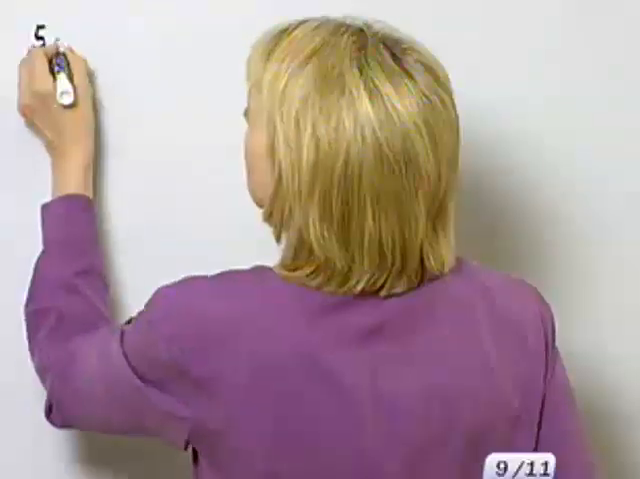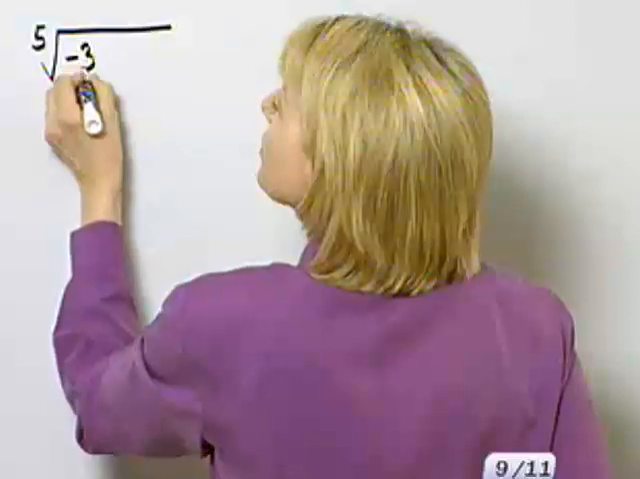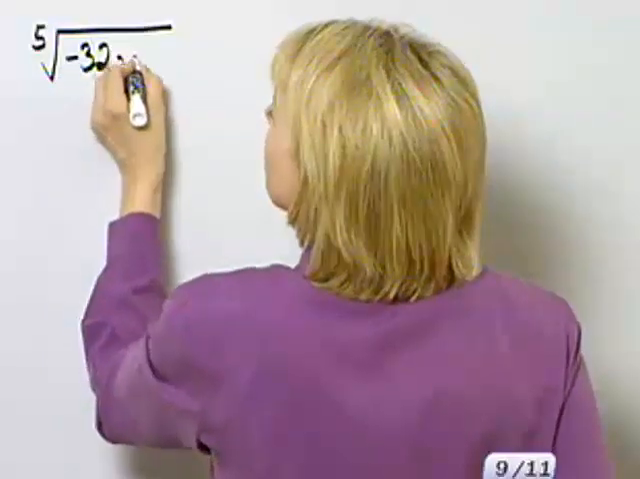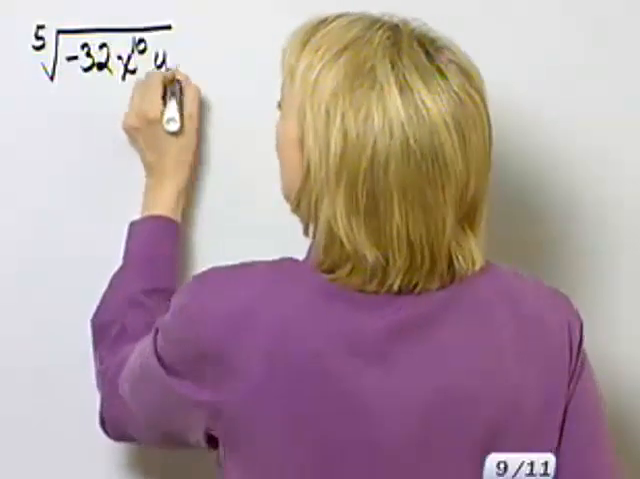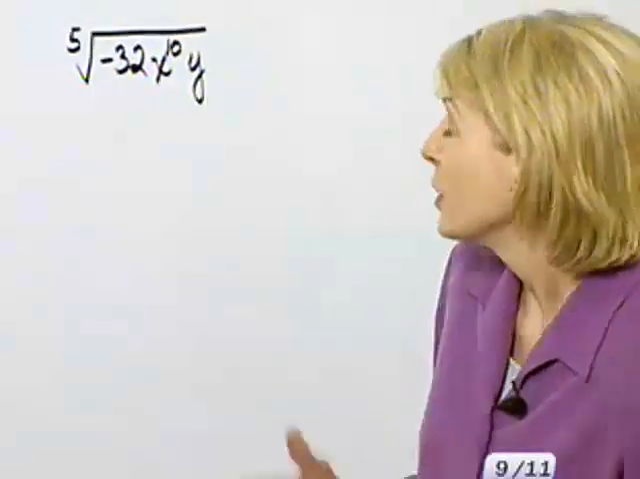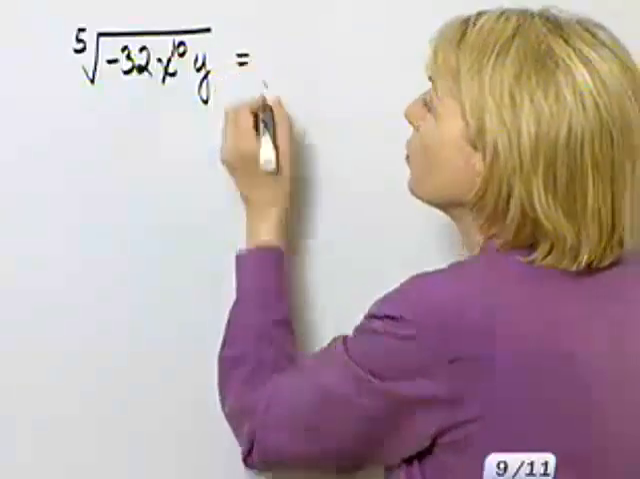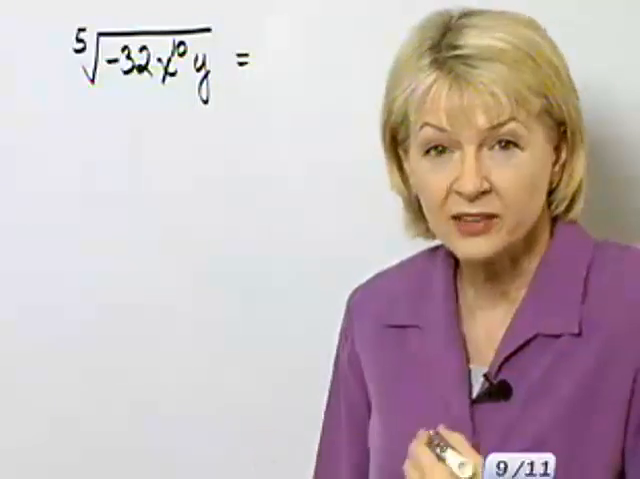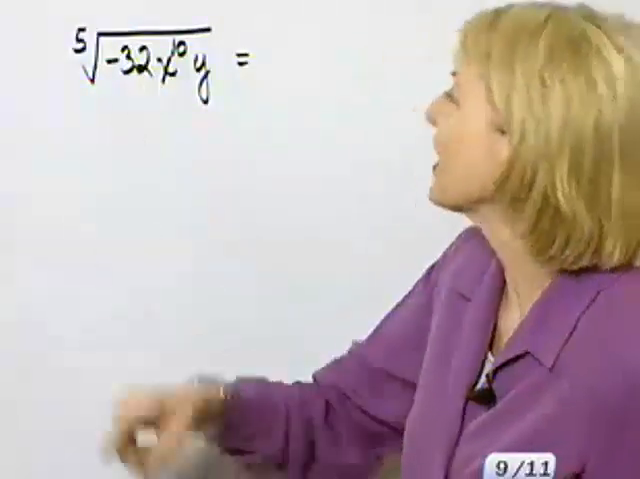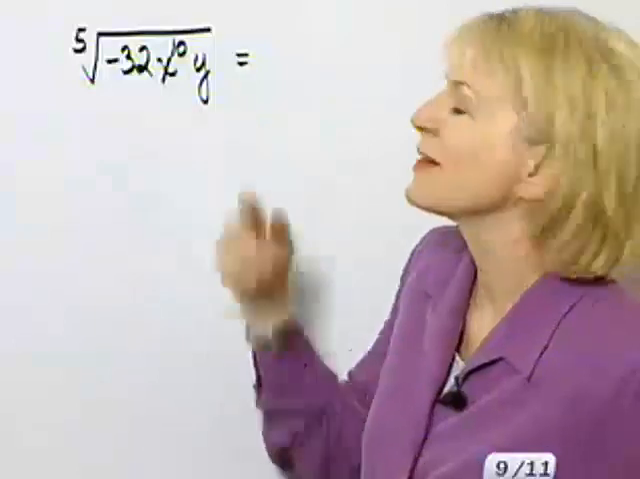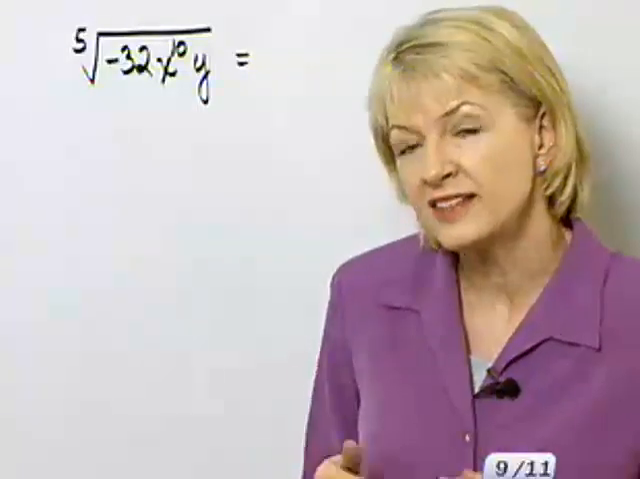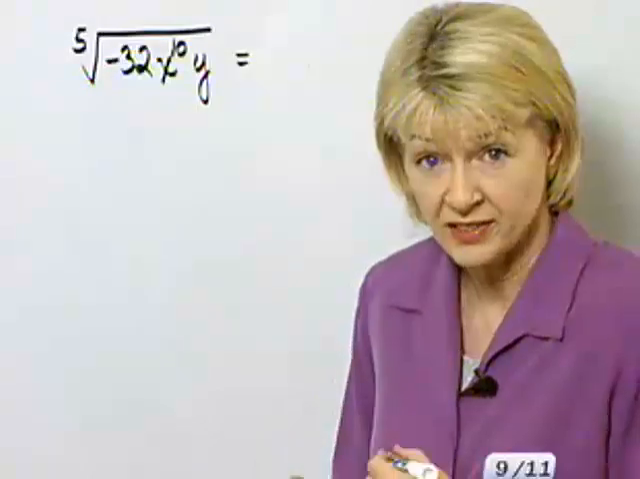What about the fifth root of negative 32 x to the 10th y? I'd like to simplify this radical. Well, to do so, we are really using the product rule. It's the fifth root of this factor times the fifth root of this factor times the fifth root of this factor. But let's see if we can't work it all mentally.